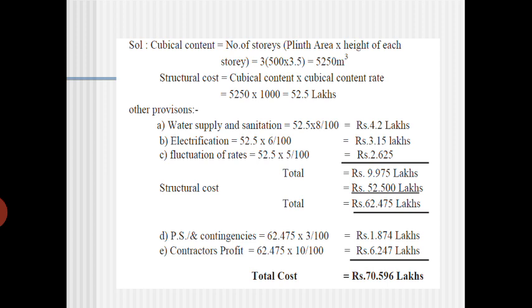Then the other accessories like water supply and sanitation, that is 8% of the total estimate, you'll get around 4.2 lakhs. For electrification it is 6% of 52.5 lakhs, that is 3.15 lakhs. And the fluctuation rates are around 5% of 52.5 lakhs, that is around 2.625 lakhs. So that is the structural cost.